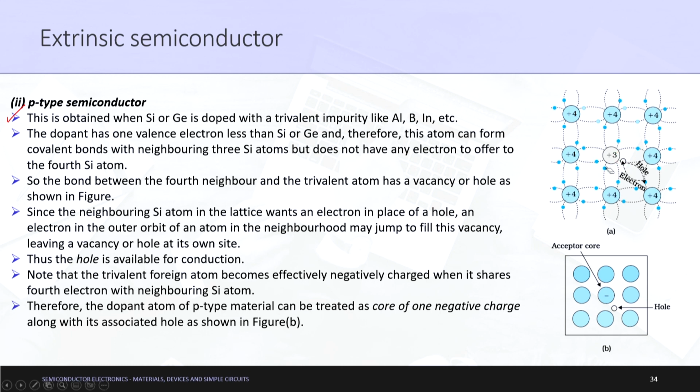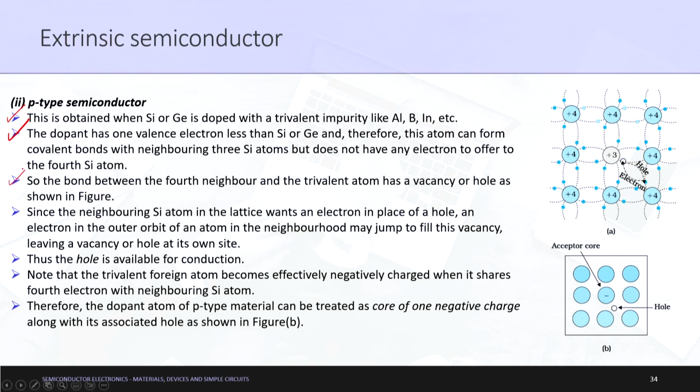Okay. Fine. So, as you can see, 3 bonds are intact, 3 electrons are intact, but because there is no 4th electron here, hence there is a hole being generated here. Okay. What happened to the generation of hole now? So, the bond between the fourth neighbor and the trivalent atom has a vacancy or hole as shown in the figure. So, this is the hole being explained.